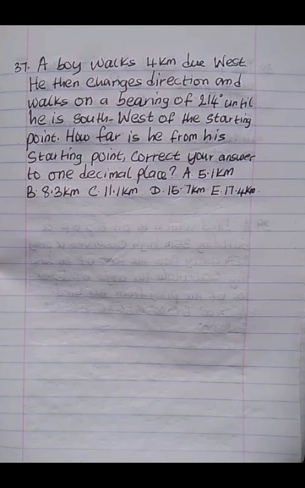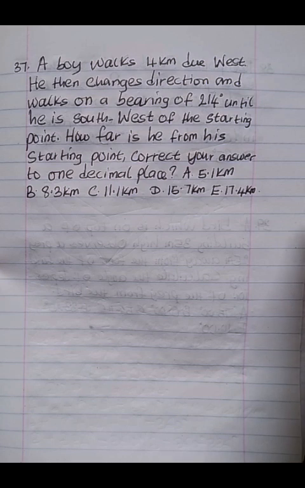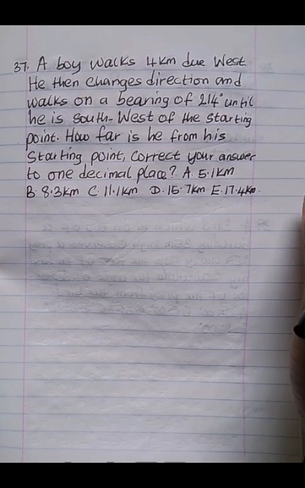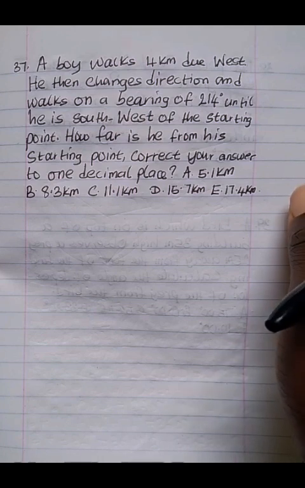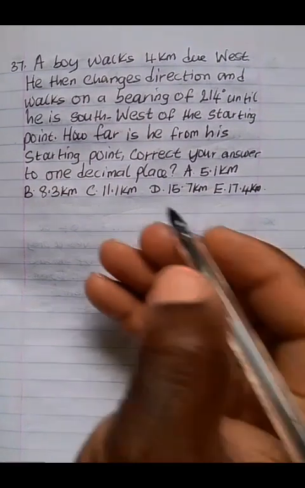Question 37. A boy walks 4 kilometers due west. He then changes direction and walks on a bearing of 214 degrees until he is southwest of the starting point. How far is he from his starting point? Correct your answer to 1 decimal place.